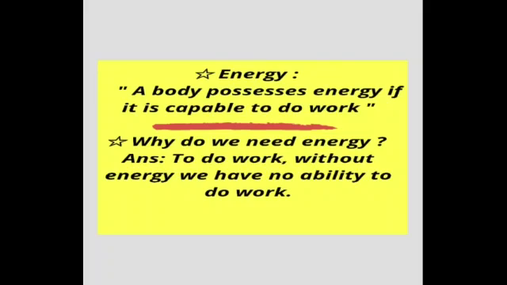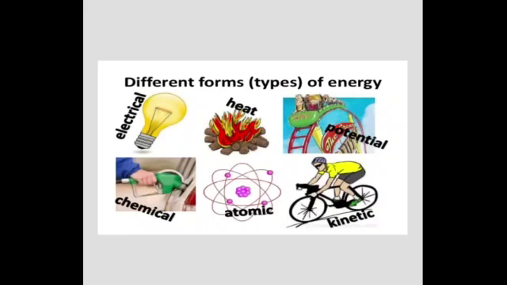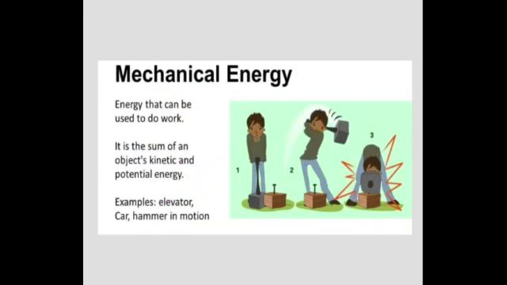Okay, so what are the forms of energy? We have different forms of energy like mechanical energy, thermal energy, nuclear energy, chemical energy, electromagnetic energy, sonic energy, gravitational energy, kinetic energy, potential energy, and ionization energy. So many types of energy we have. In this video, I will tell you about mechanical energy. How can we define mechanical energy? What is mechanical energy?